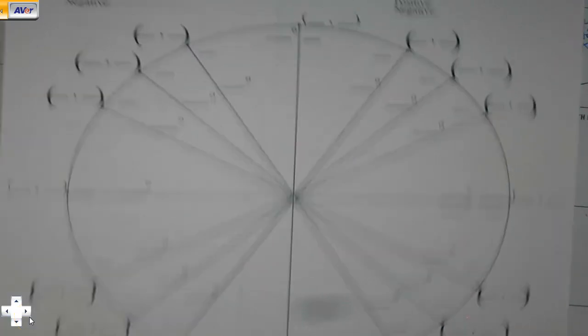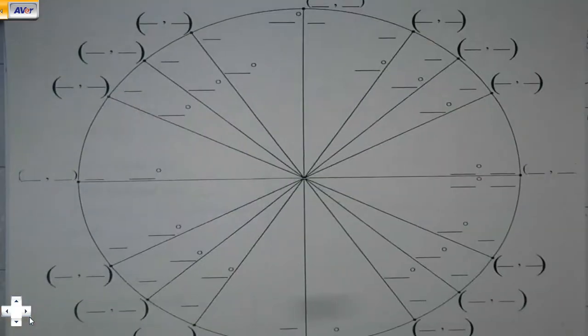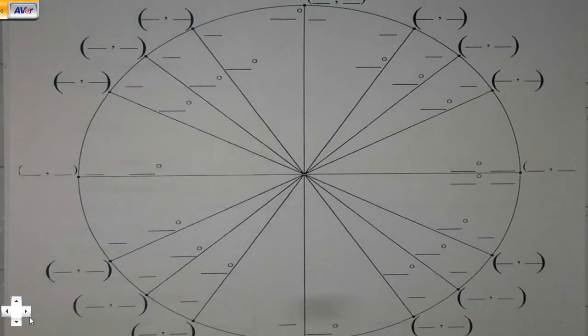Ladies and gentlemen, it is that time. We're going to play this just like we're actually doing the quiz. So, we're going to fill in the unit circle first. At this point, I believe this is time number 4 we've done this, so we're going to roll.